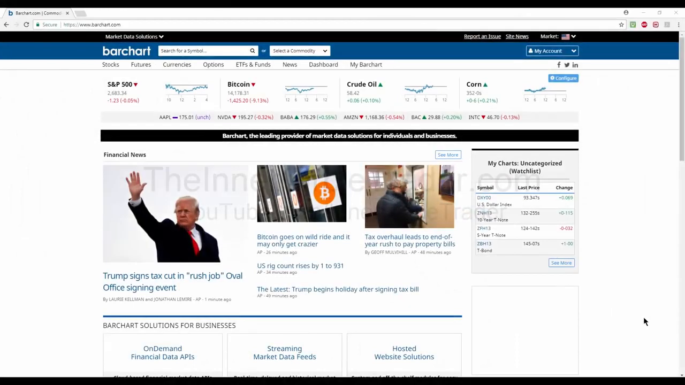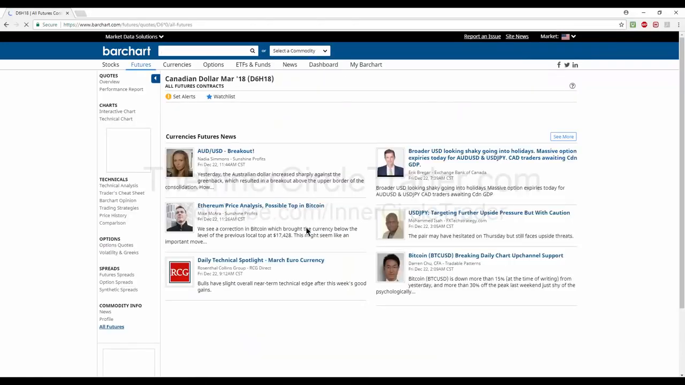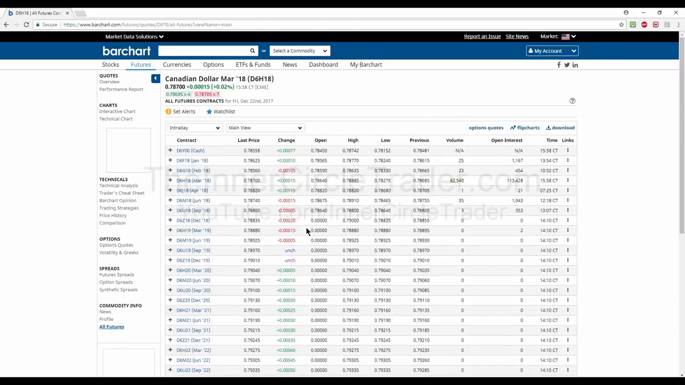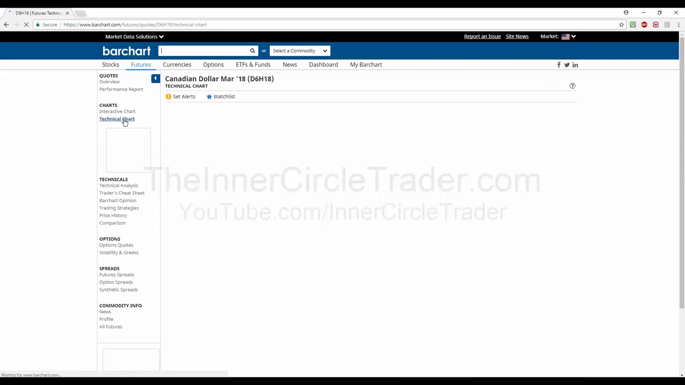Okay, folks, we are on barchart.com. This is a website I use to illustrate Commitment of Traders reports in graph form. And we just click on this little toggle box up here to go to a commodity. And we're going to look at the Canadian dollar. And right now, the largest open interest is on the March contract of 2018. So we'll click on that. And then we'll click on technical chart.